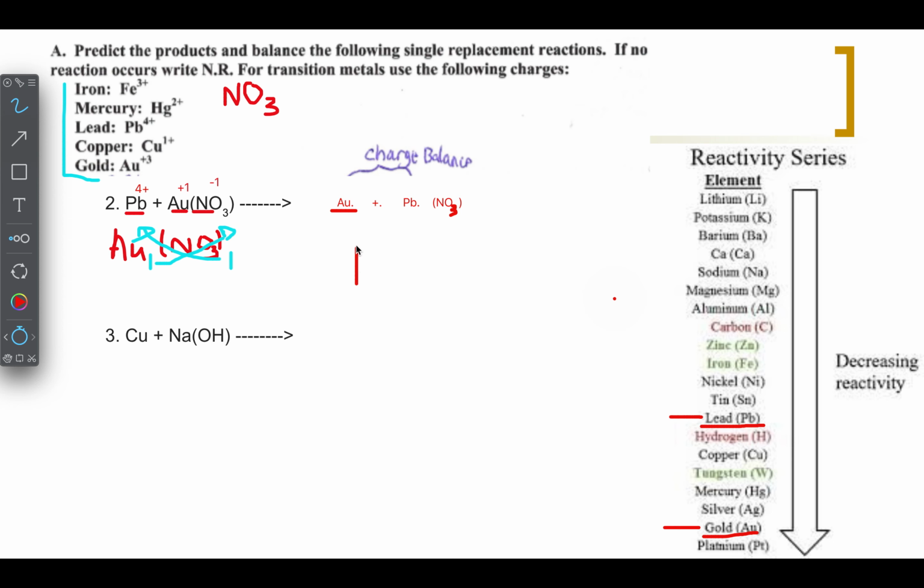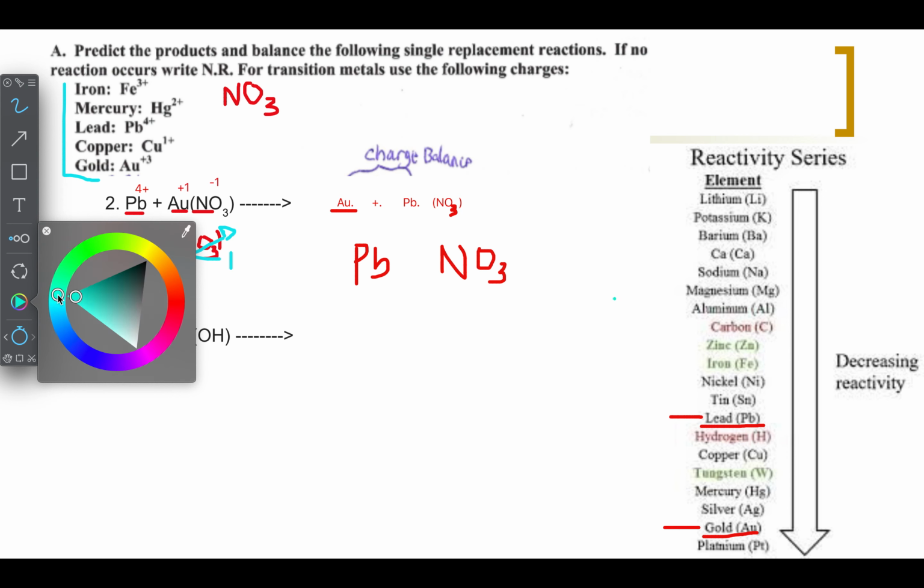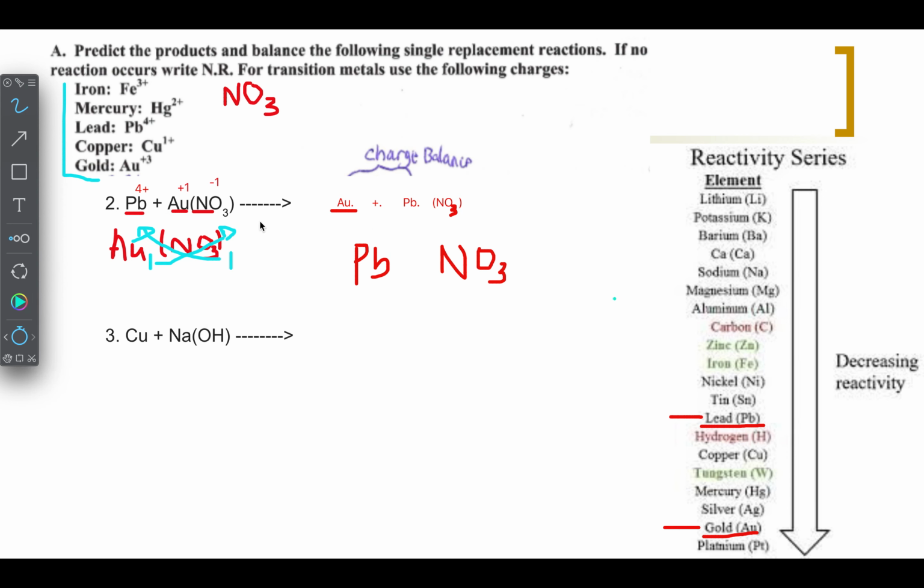So I'm going to write this nice and big down here. And we're going to write in blue our charges, right? So we get these from over here. We already figured these out, right? So Pb is going to be 4+, and NO3 is going to be -1, and then we're going to cross them just like that, right? Okay, everything is good to go.